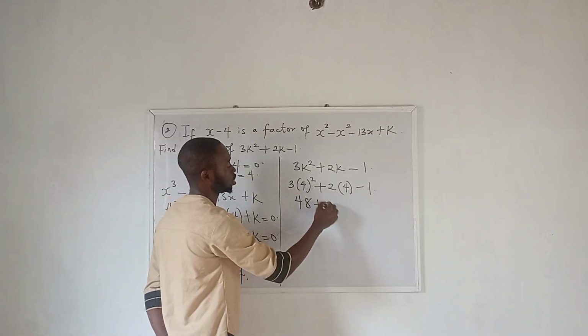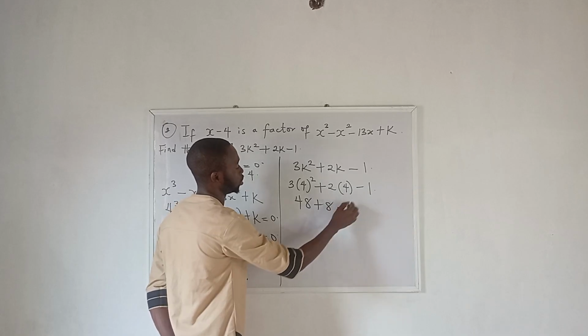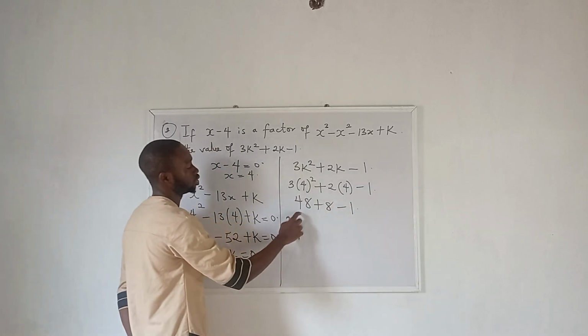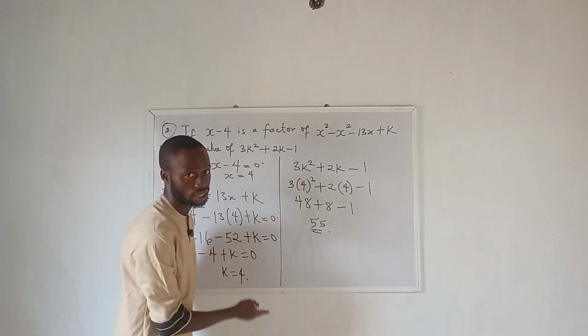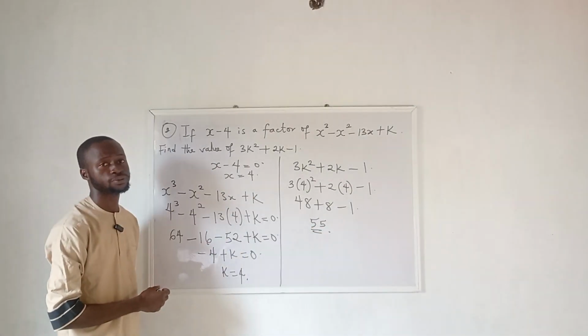48 plus 2 times 4 is 8. And this here should be minus 1. So this plus this is 56. Our final answer is 55. That's the answer to this particular question.